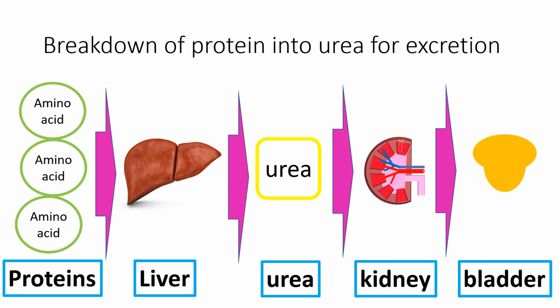And when they're broken down in the liver, the liver then converts the amino acids into a substance called urea. Urea will travel through the blood until it gets to the kidney, and in the kidney it is filtered out. The urea is then stored in the bladder and then removed from the body in the form of waste.